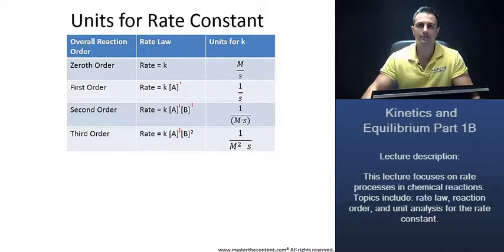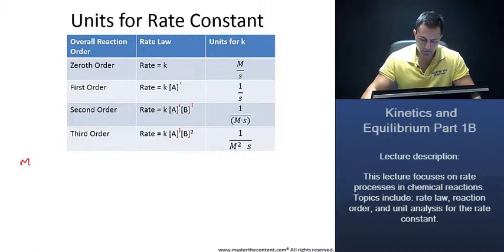is third order. Great. One other thing that I would like to bring to your attention is the units for the rate constant are the molar per second. However, the units for the rate constant, K, depend on the order. So the units for K for zeroth order is the same as the rate, which makes sense. When it's first order, here are the units. Second order, here are the units. Third order, here are the units for the rate constant.